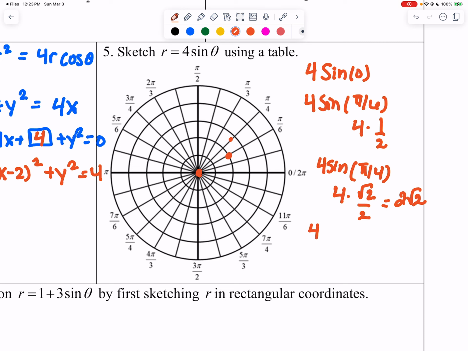At pi over 3, I'm going to have 4 times root 3 over 2. And that right there is going to be 3.4-ish. So I'm going to have 3.4. 1, 2, 3, 4. And then at pi over 2, I'm going to have, of course, 4.